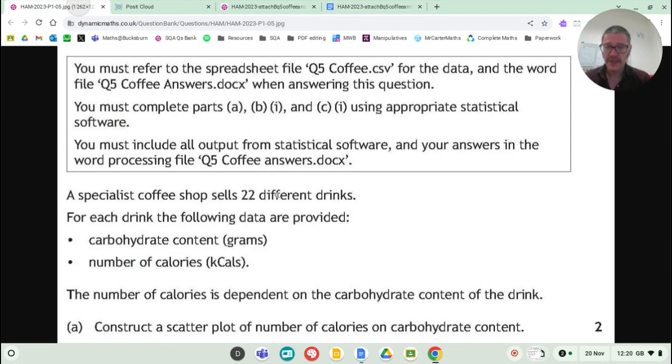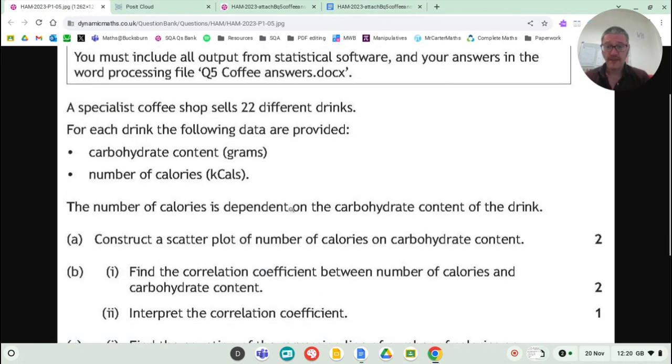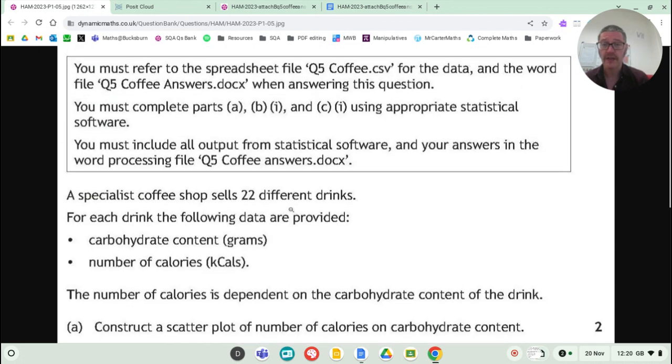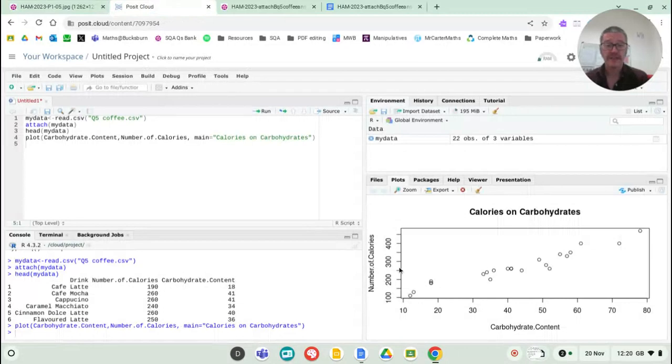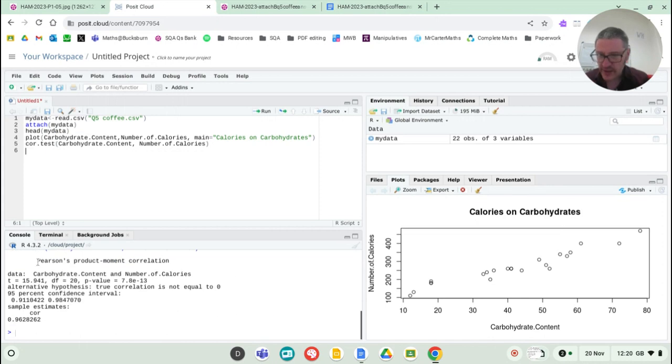Right, part B. Find the correlation coefficient between the calories and the carbohydrate content. It's basically asking how strong is that relationship. There are two ways we can do this. cor.test is the formula that's listed in your SQA formula list. Carbohydrate content, comma, number of calories. It's run the Pearson's product moment correlation test.